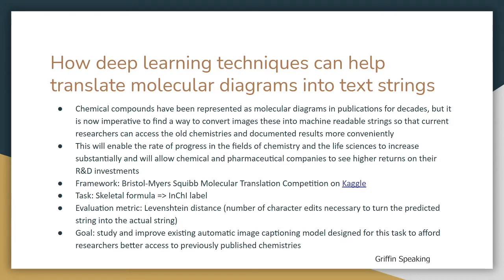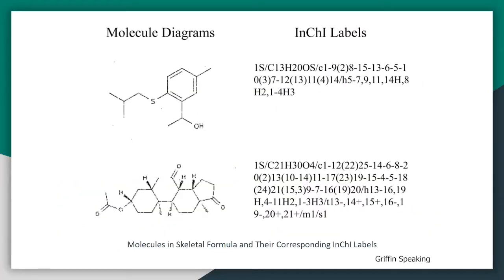And the way we will evaluate the success or failure of such models is by their Levenshtein distance. The Levenshtein distance measures the number of edits that will be necessary to turn one string into another, either by insertions, deletions, or swaps. In order to get a more clear understanding of the dataset we had available and the problem space we were facing, here are some examples of the molecular diagrams and their corresponding labels.